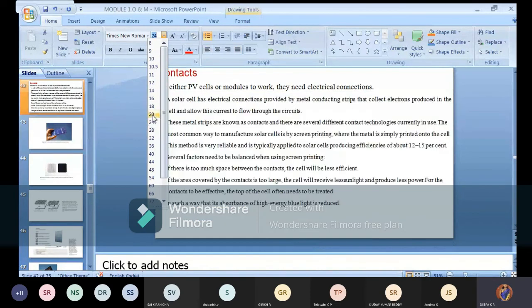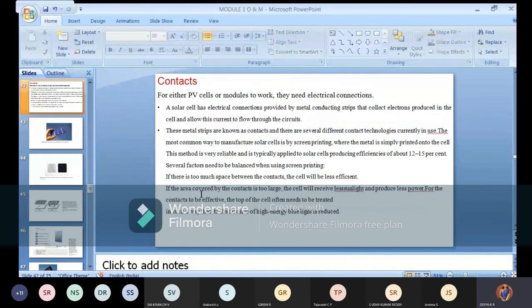Reduce the size. Okay, so here, if the area covered by the contacts is too large, meaning completely compact, then the cell will receive less sunlight and produces less power, meaning overlapping. If you overlap, each cell will not receive 100%, so your output will be less. And for contacts to be effective, the top of the cell often needs to be treated.